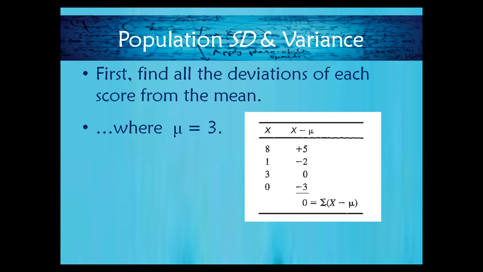To find population standard deviation and variance, first you need to find the deviations of each score from the mean, so basically x minus mu for the population. Notice the use of mu. Let's say mu equals 3, and we have the scores for x of 8, 1, 3, and 0. So x minus mu would be positive 5, negative 2, 0, and negative 3. If you add those up, you get 0. This would happen each time because the mean is the balance point of a distribution. So what do you have to do to solve that problem?